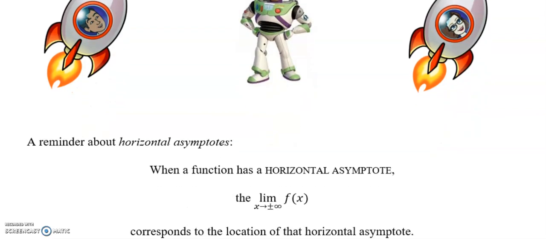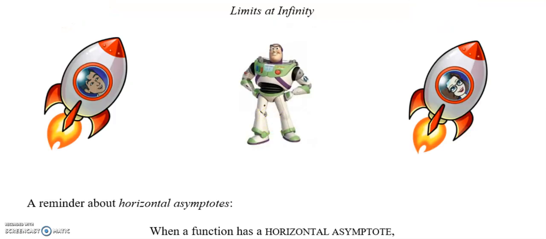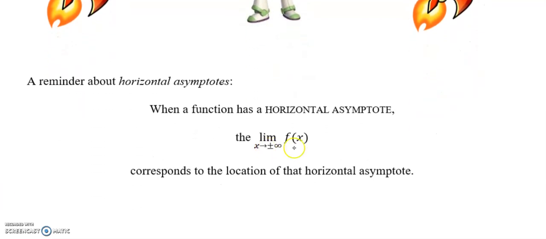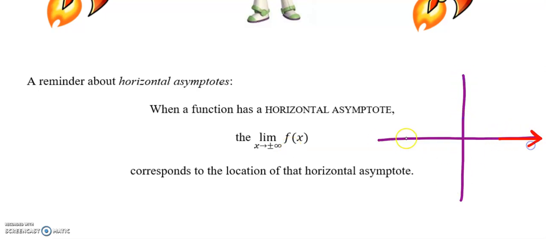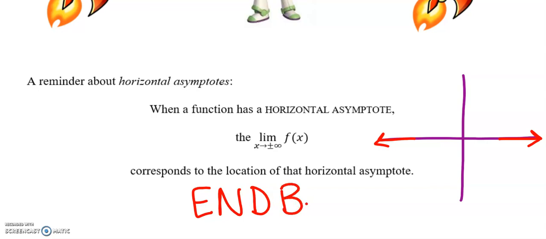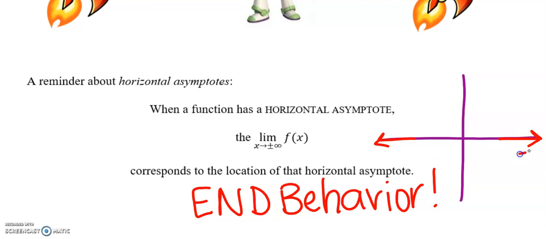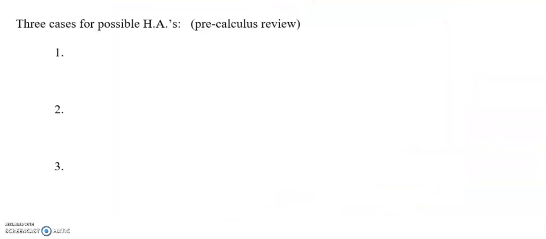Alright, a reminder about horizontal asymptotes. When a function has a horizontal asymptote, the limit as x goes to infinity or negative infinity, so as we're talking about way out here or way out here to infinity and beyond, corresponds to the location of that horizontal asymptote. More generally, we would call that the end behavior. What is happening at the ends of our graph as we go to positive infinity or as we approach negative infinity?